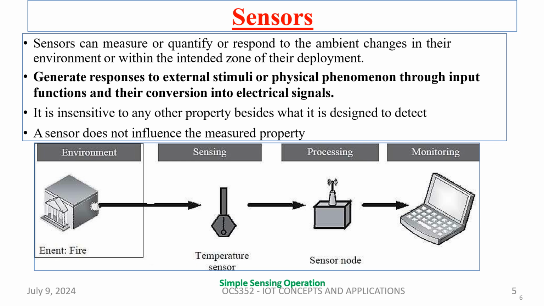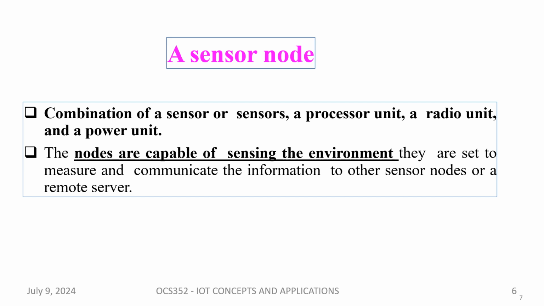It is insensitive to any other property besides what it is designed to detect. A sensor does not influence the measured property. A sensor node is a combination of a sensor or sensors, a processor unit, a radio unit, and a power unit. The nodes are capable of sensing the environment. They are set to measure and communicate the information to other sensor nodes or remote servers.